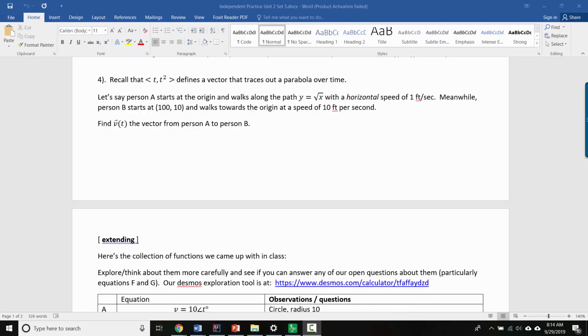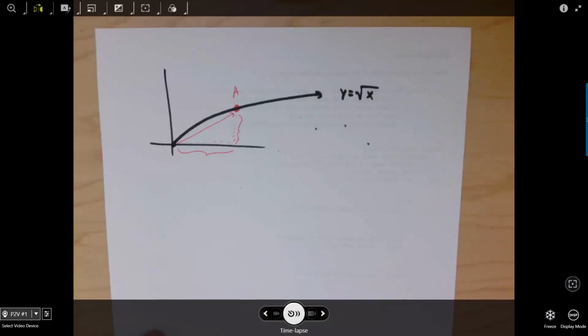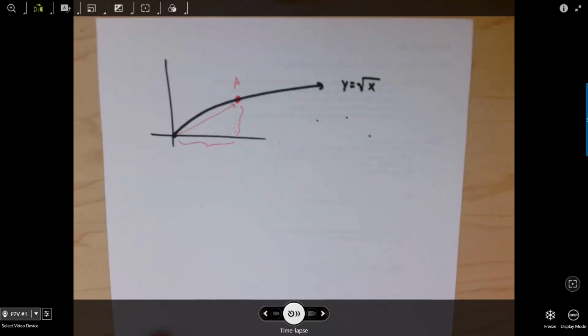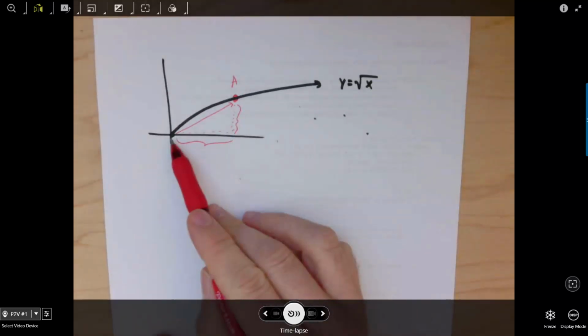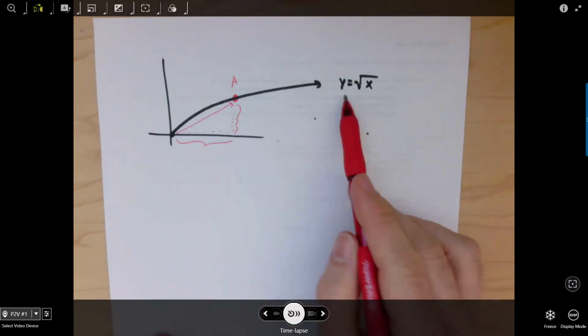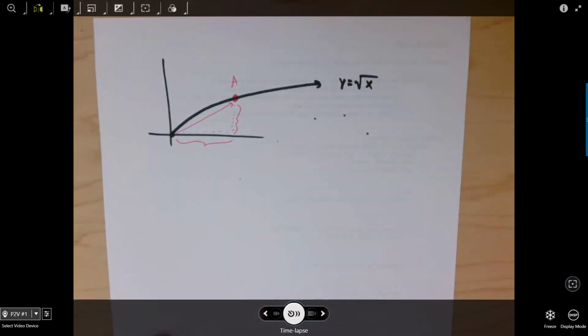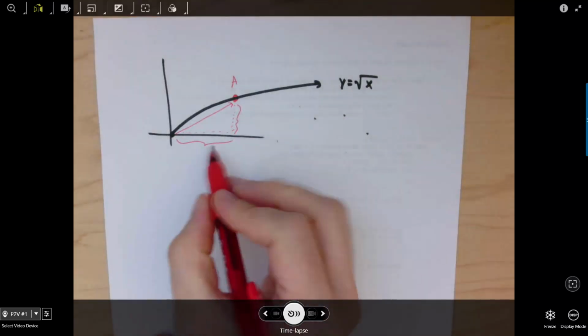Okay, let's do the last one before the extending ones. So I was just reminding you that you can define vectors like this, where x and y vary separately as functions of time, and this is just our simple parameterization of a parabola that we did way back when we were doing parametric equations. So with that thought in our heads, I said, let's say that person A is walking along a path like this that's defined by y equals root x with a horizontal speed of 1 foot per second.